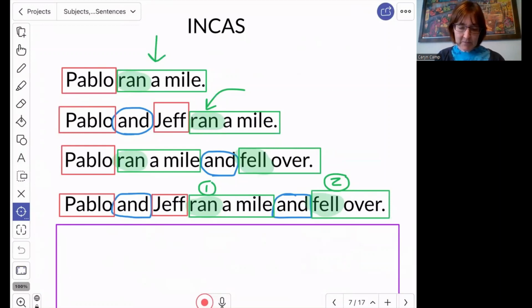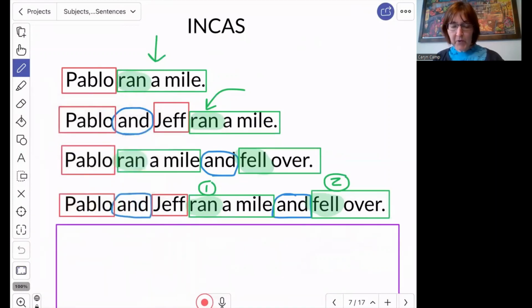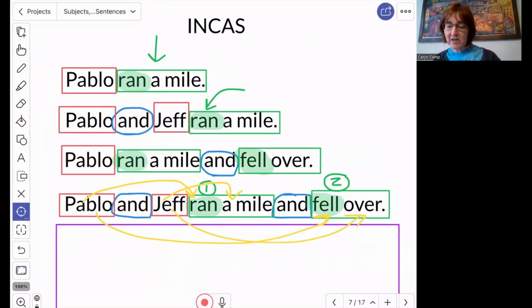Another way to look at it is that, let me use yellow. Both Pablo and Jeff are running a mile. Pablo is running a mile and Jeff is running a mile. And both Pablo and Jeff are falling over. Pablo falls over and Jeff falls over. So both of our subjects are doing both of our predicates. We call this a simple sentence.